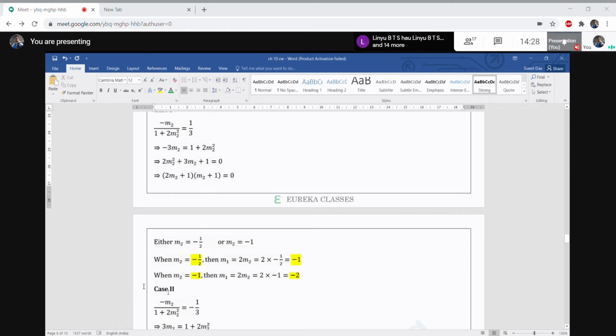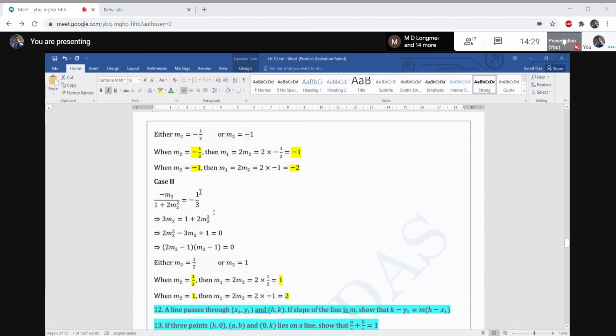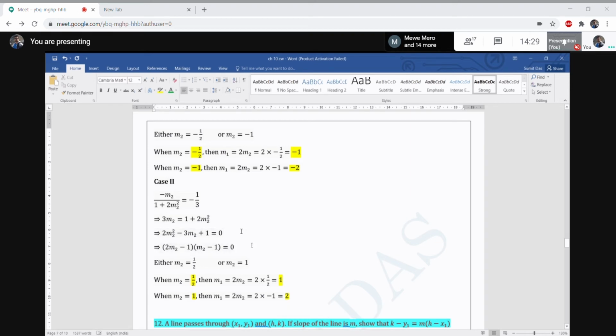Now we consider case 2, where this expression is equal to minus 1 by 3. After doing the same thing, the same quadratic equation, we got m2 equal to 1 by 2 and m2 equal to 1. So when m2 equal to 1 by 2, m1 equal to 1, and when m2 equal to 1, m1 equal to 2. After that we have to write the answer here.